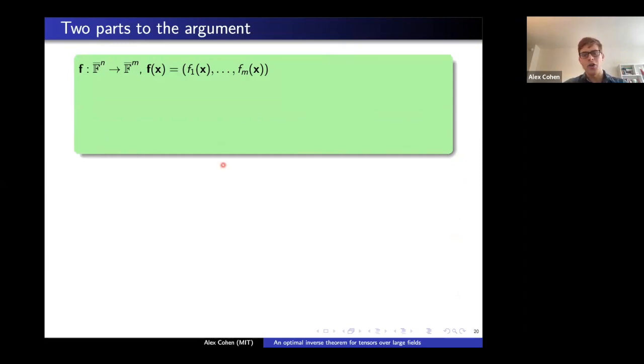I'm going to work with polynomials now rather than tensors. So if I have a polynomial that takes in a vector in F^n and outputs a vector in F^m, it's defined by m polynomials, one for each coordinate. We can take various derivatives. The derivative of f will be some linear map, and the kth derivative will be some k-linear map.